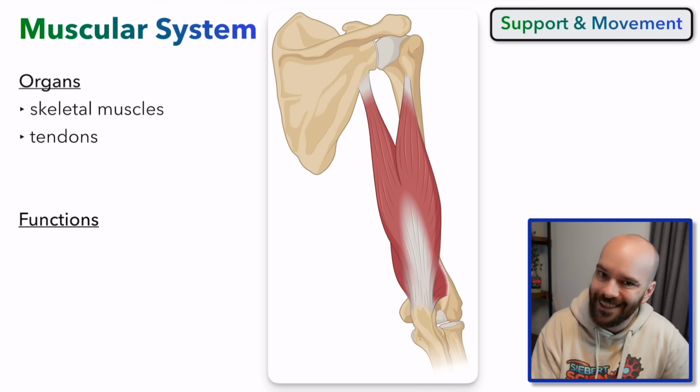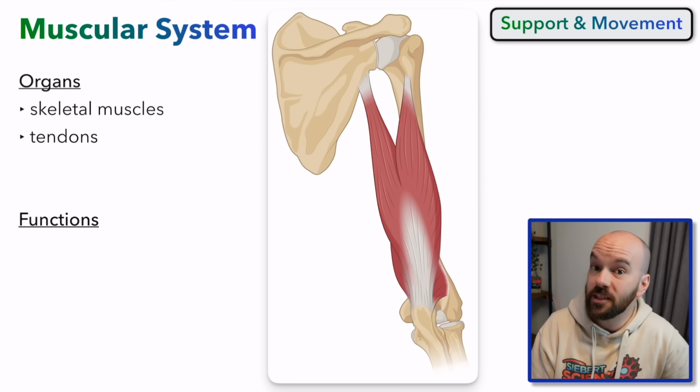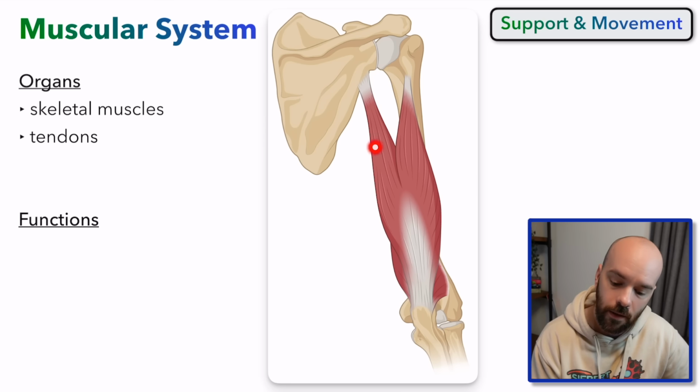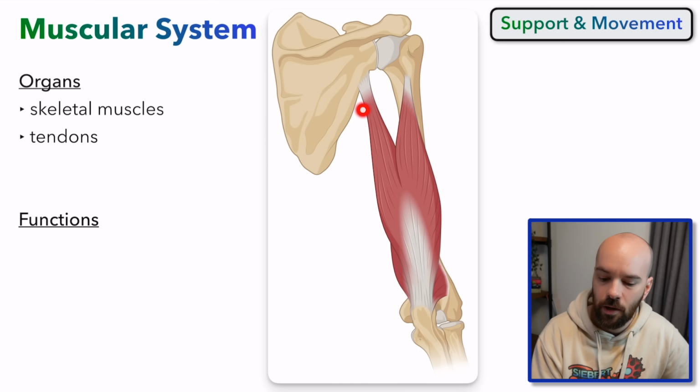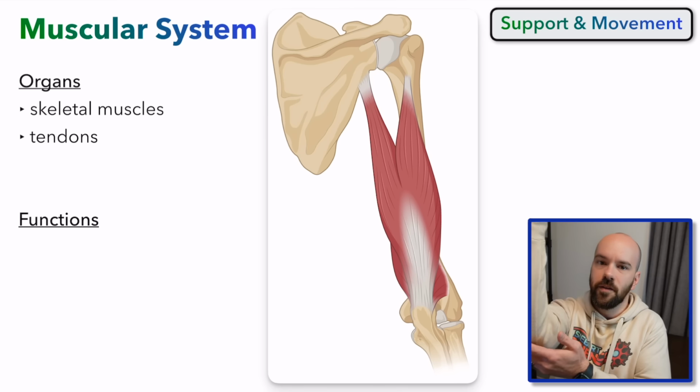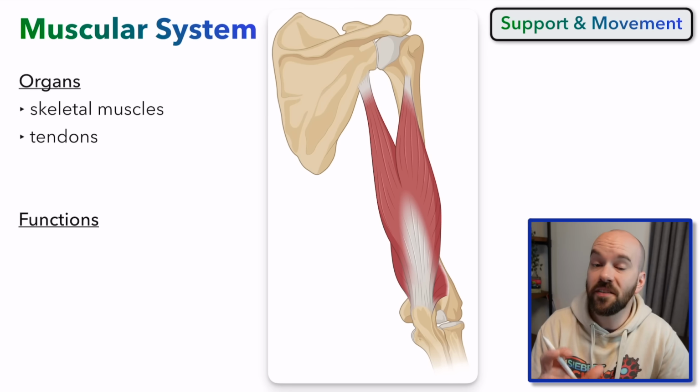And we also have tendons. Tendons are kind of like ligaments, but instead of connecting bone to bone, they're going to connect the muscle to a bone. And so here in our triceps muscle, it's going to connect right here to the scapula, right here to the humerus, right here to the ulna. And whenever it contracts, that's going to pull on those bones and cause this movement to occur. So the skeletal muscles and tendons are the main organs in our muscular system.